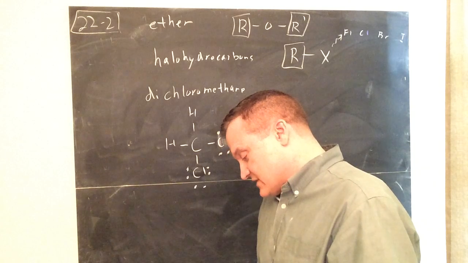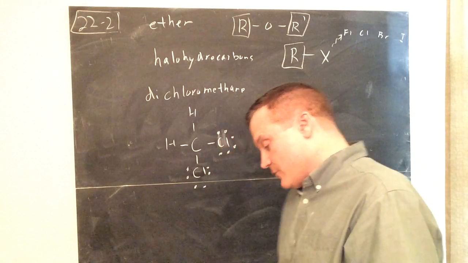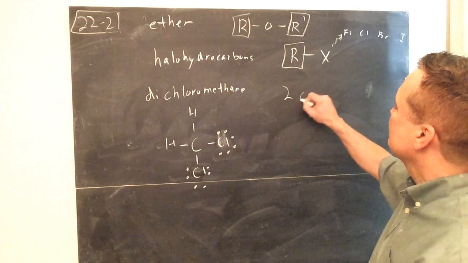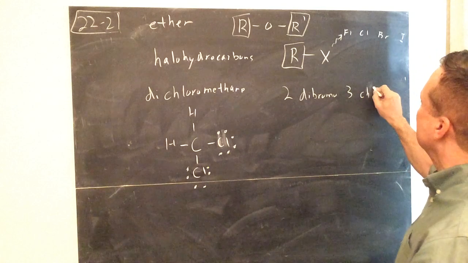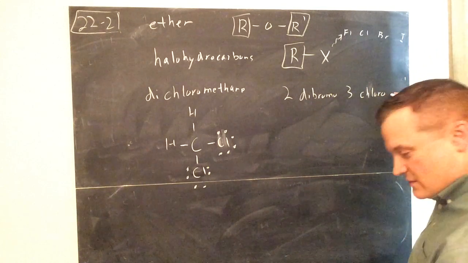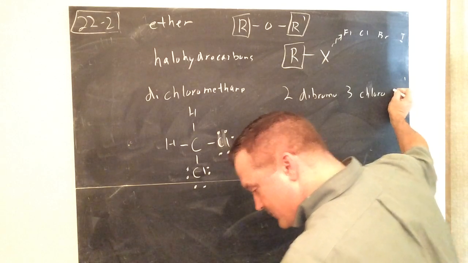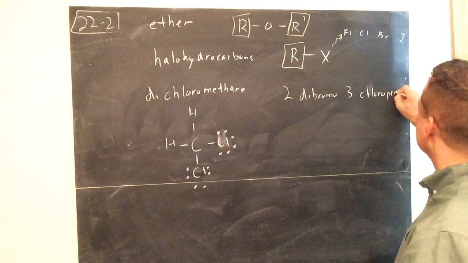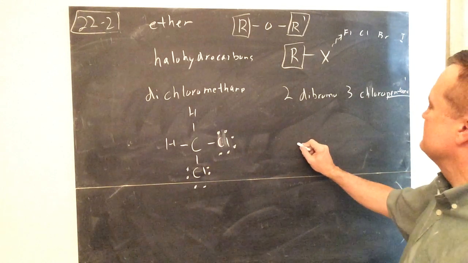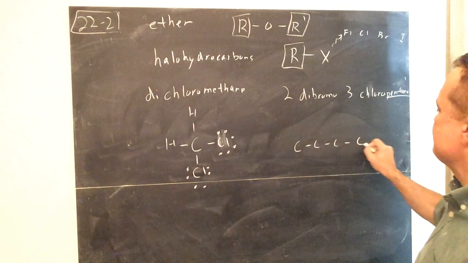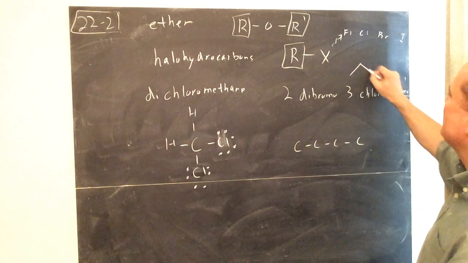Okay, and then there's one that says 2-dibromo-3-chloro... 3-chloro what? 3-chloropentane. I was forgetting. Okay. All right. So first, I'm going to draw pentane, which is, I guess I'll draw the whole thing this time. Now I'll do the shortcut up here. 1, 2, 3, 4, 5.